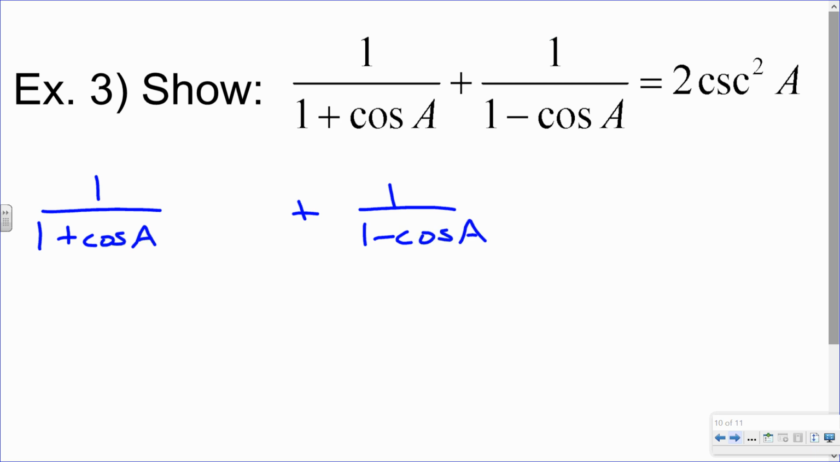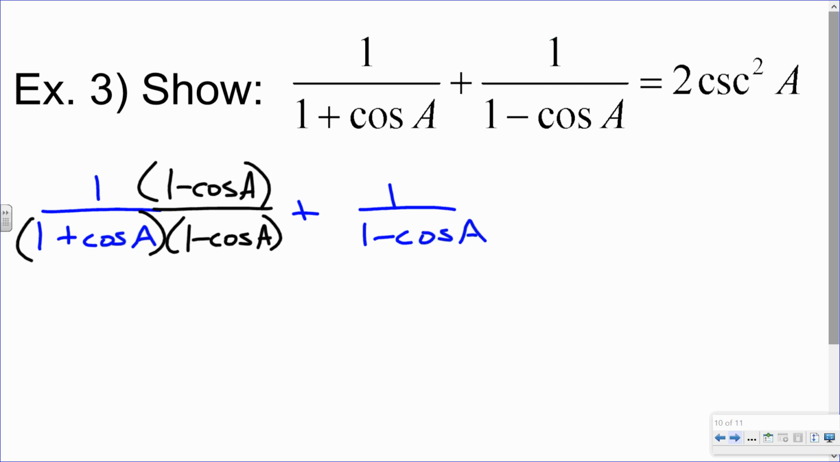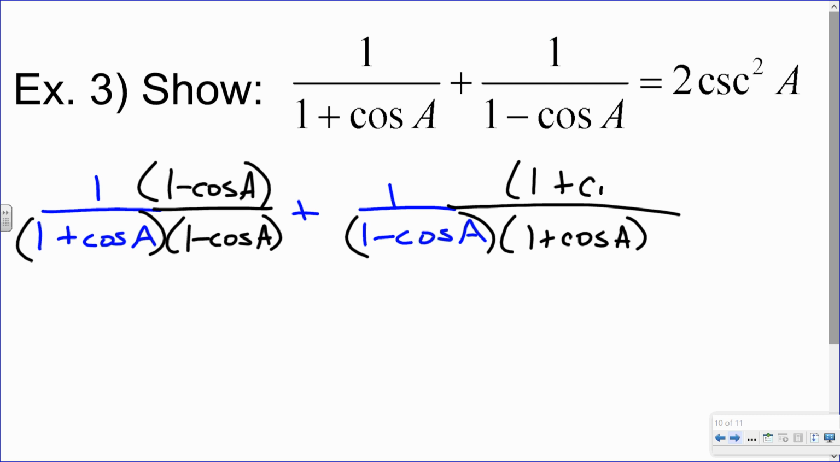So if I need to get a common denominator now, that means I need 1 plus cosine A times 1 minus cosine A to be my common denominator. Can't just multiply the denominator. I have to show that I'm multiplying the numerator by the same thing. For the second term, I have the 1 minus cosine A, but I need the 1 plus cosine A. Can't just multiply that denominator. I have to also multiply the numerator. So now my denominators are the same.